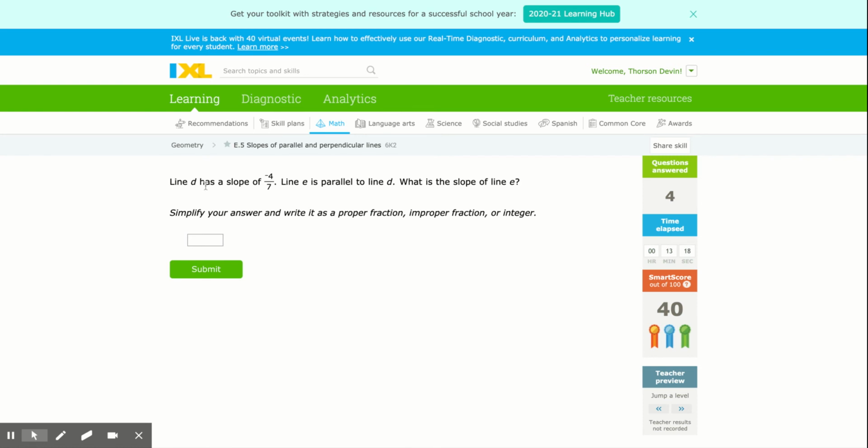Again, here they give us line D with a slope of negative 4/7. They want another line that's parallel to it. It would be the same slope, negative 4/7.